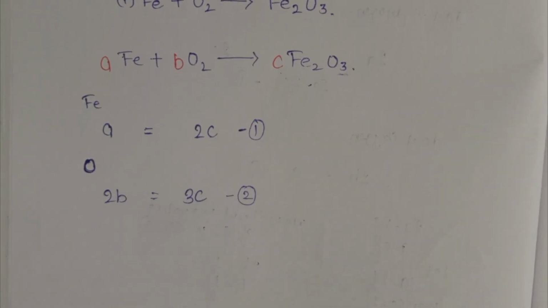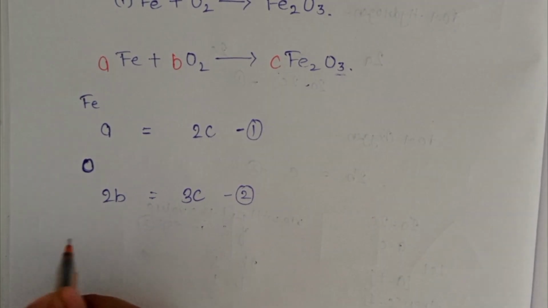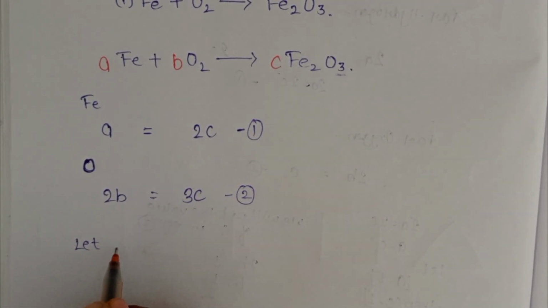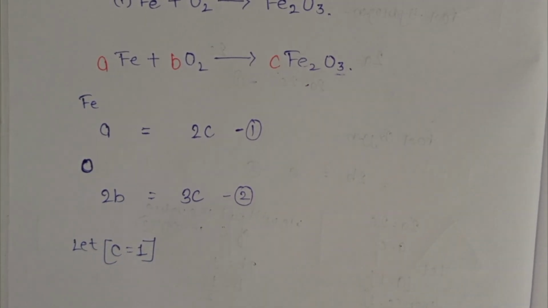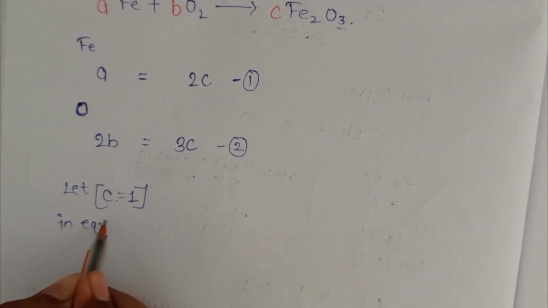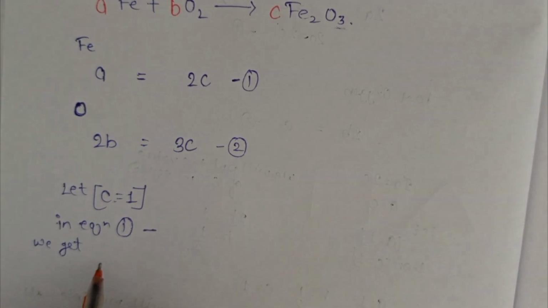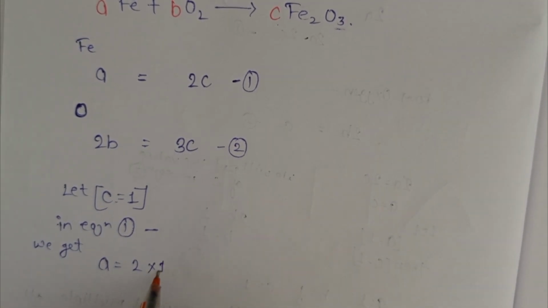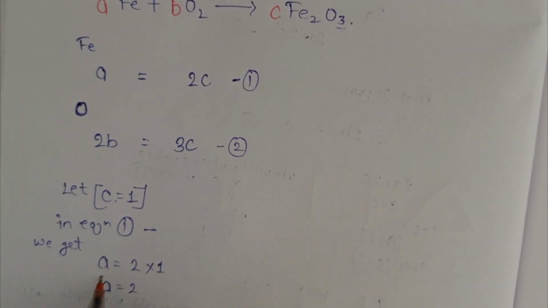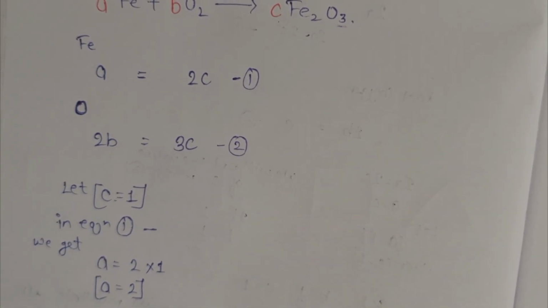We will call them equation number 1 and equation number 2. On solving equation number 1 and equation number 2, we let C equal 1. Let's suppose C is equal to 1. On putting the value in equation number 1, we get A equals 2 multiplied by 1, which means A equals 2. Now we have C and A. Let's find the value of B.